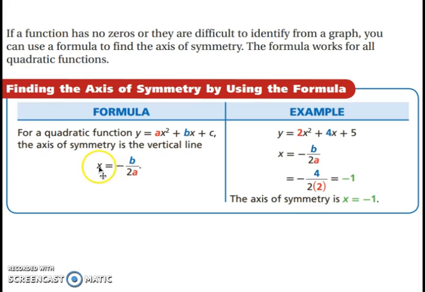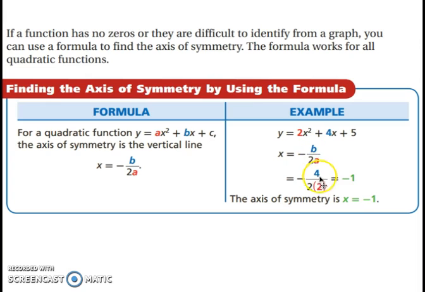So the formula would be x equals -b divided by 2a. As an example, they have 2x squared plus 4x plus 5. So we have our -b over 2a. Our a value is 2, our b value is 4, and our c is 5. We don't really need the c, so we can ignore it.